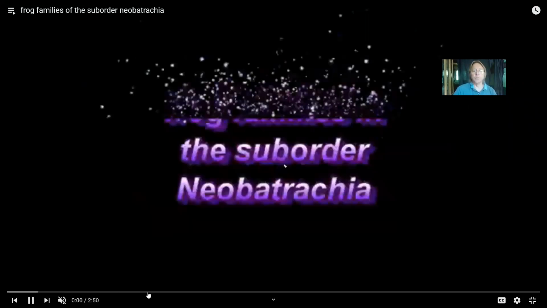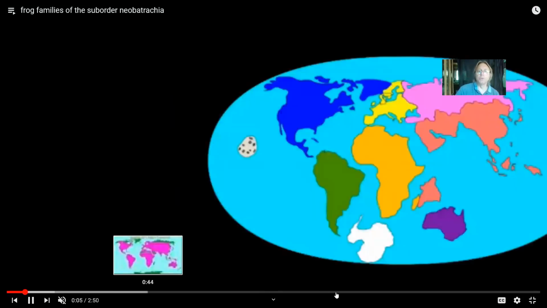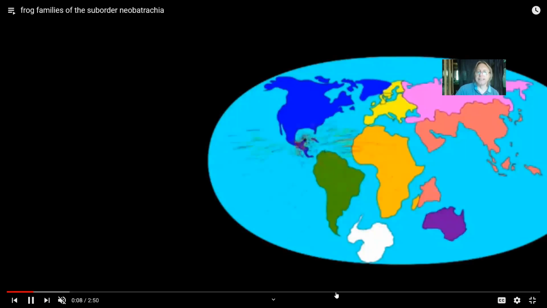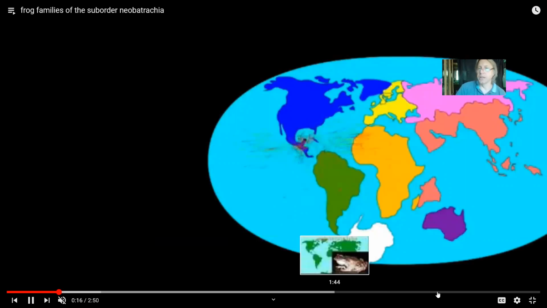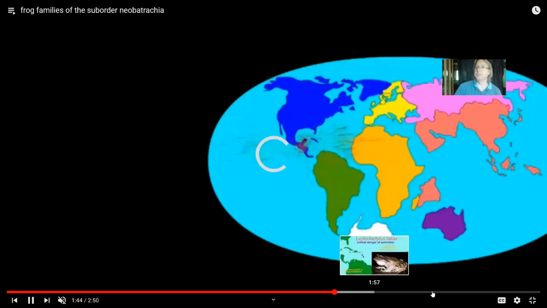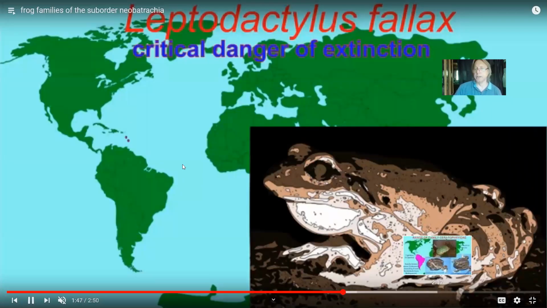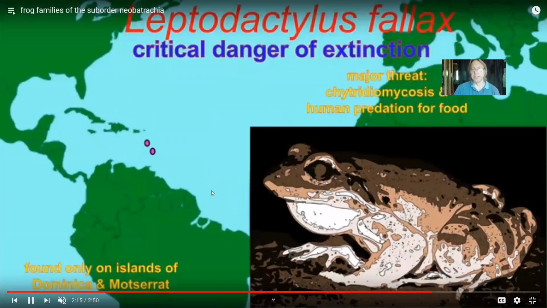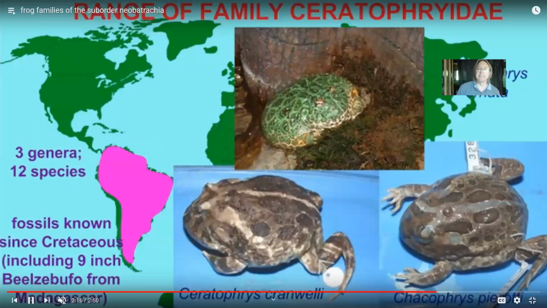So, for example, if we were to go to the frog families of the order Neobatrachia, these are the ones which we are most familiar with. These have mostly diversified since the extinction at the end of the Cretaceous period, which wiped out the dinosaurs. And so when we think of things like tree frogs and the bullfrogs, etc., so common frogs, including some in danger of extinction, as you can see here, found only on those islands. Most of these have arisen since the extinction of dinosaurs.